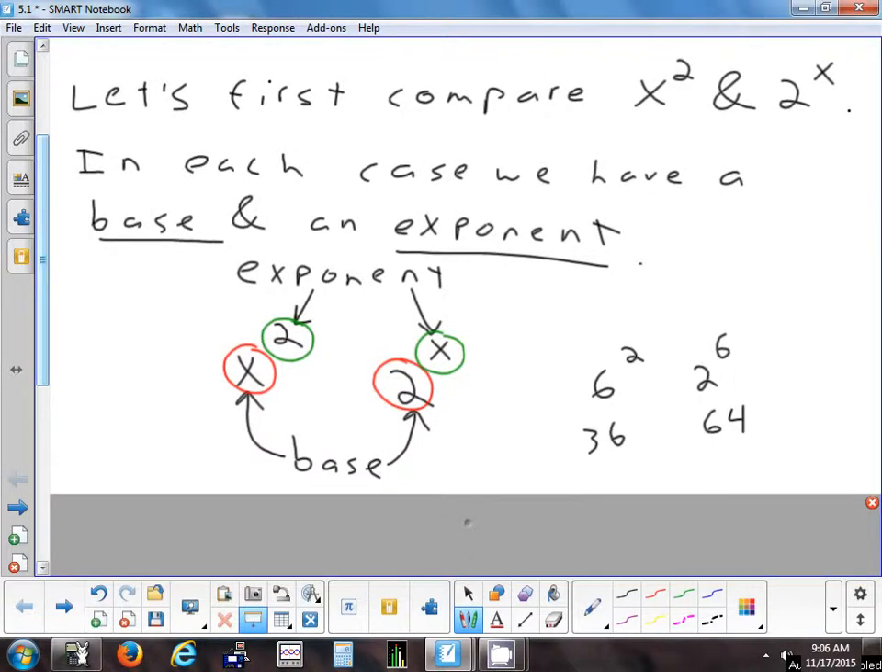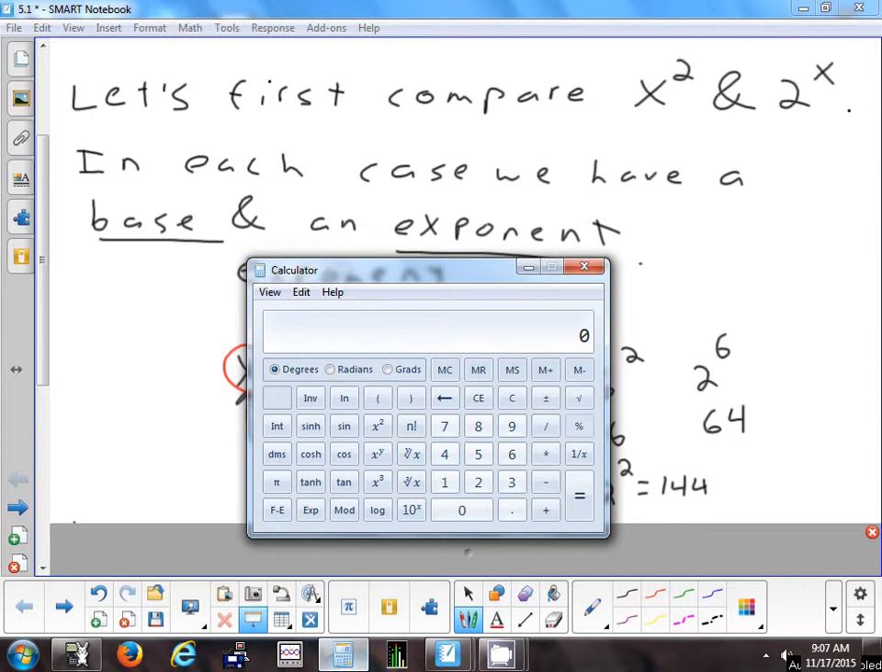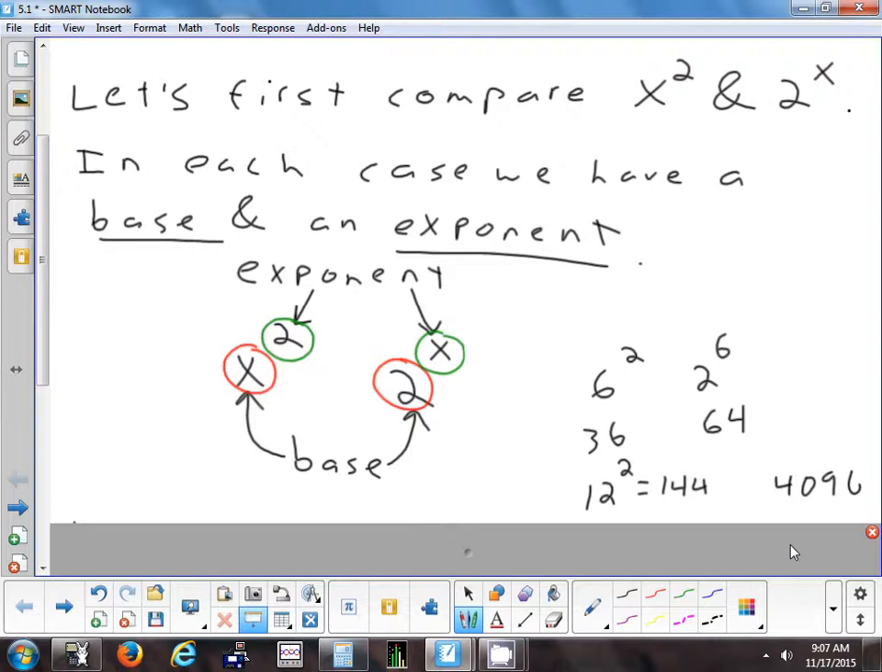Pretend x is 12. What's 12 squared? 144. We get 144. Let's do 2 to the 12th power. 2 raised to the 12th. A little bigger. All right, so what's happening here is 2 to the x grows a lot faster. Plug in a number like 20 for x, there's no comparison. This one's way, way up.